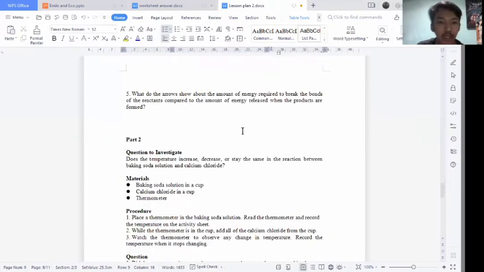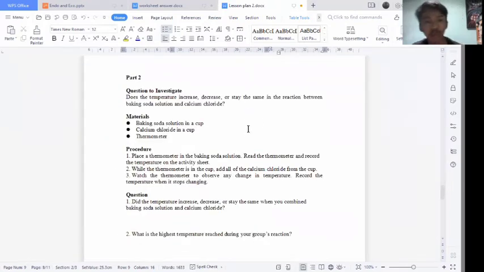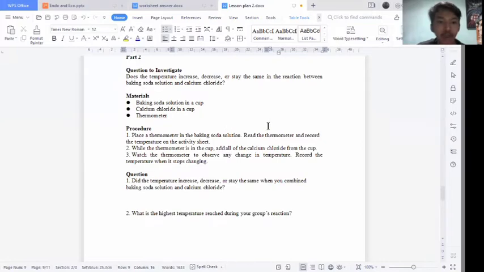Okay, and then this is for group two, and for group two it's the same. Does the temperature increase, decrease, or stay the same in the reaction between baking soda and calcium chloride? The different material is calcium chloride, okay? The materials are baking soda, calcium chloride, and a thermometer. And for the procedure, it is the same as group 1.